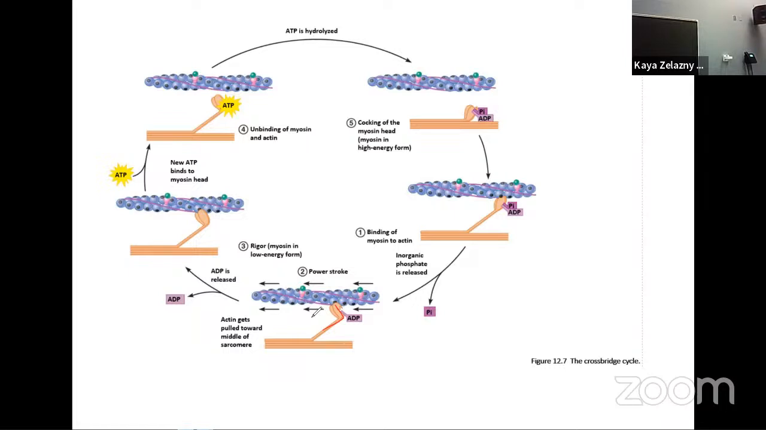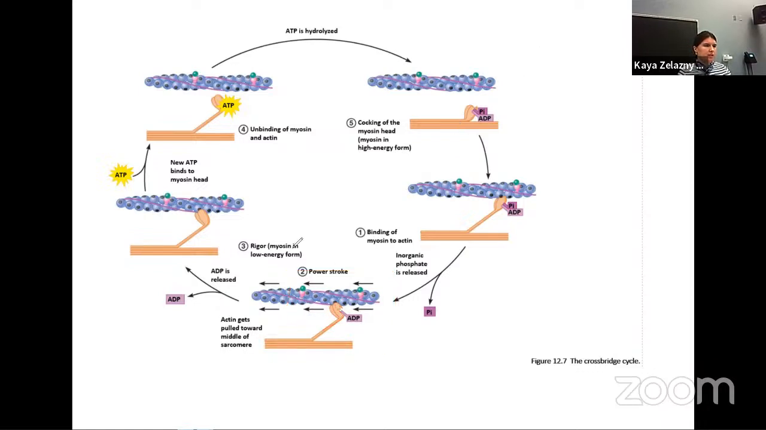Okay, so that push is called the power stroke. So that's step two here. So step two is where the myosin head is bending in. It's bound to the actin, so that pulls the actin towards the center of the sarcomere. That's what this arrow is about, right? So we're pulling actin as we change the shape of this head here. Okay.